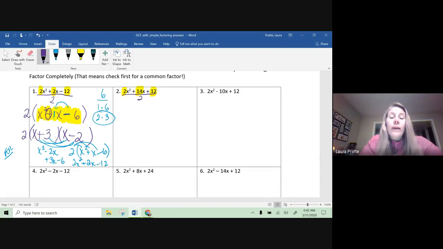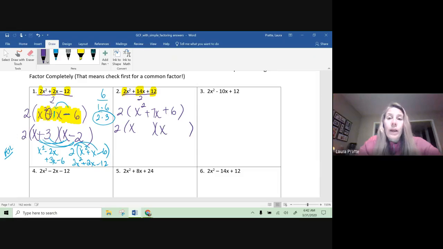So we're going to divide by 2. And when we divide each of these terms by 2, 2x squared divided by 2 leaves us with just x squared. 14x divided by 2 is 7x. And 12 divided by 2 is 6. So now we're going to just look at what's inside those parentheses there and factor that.